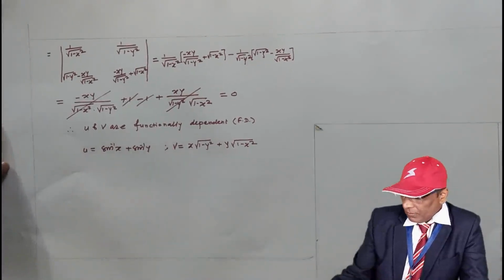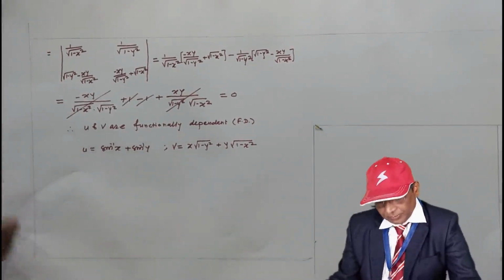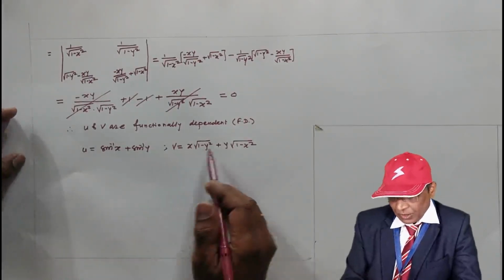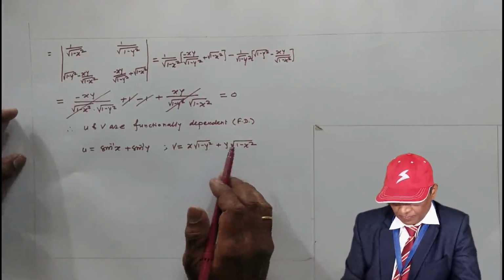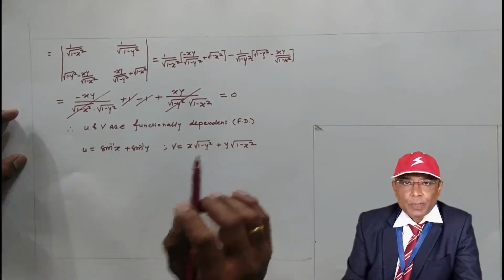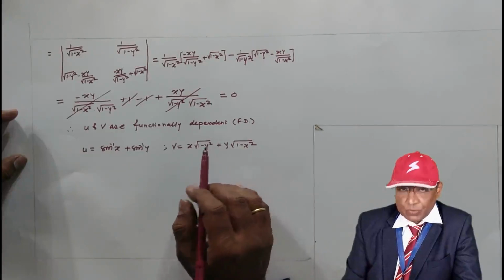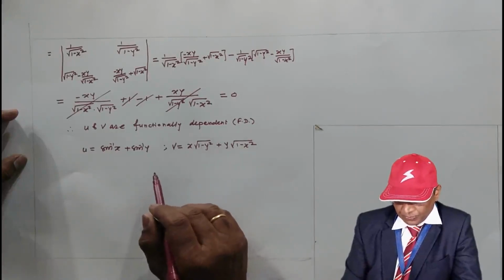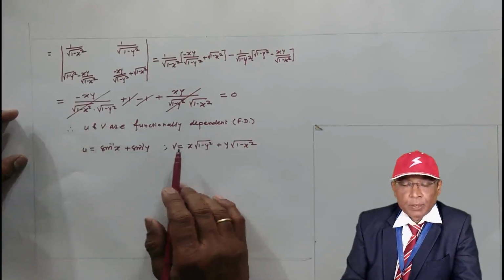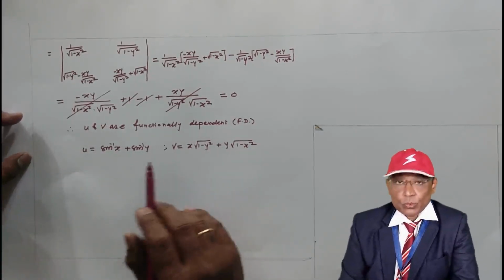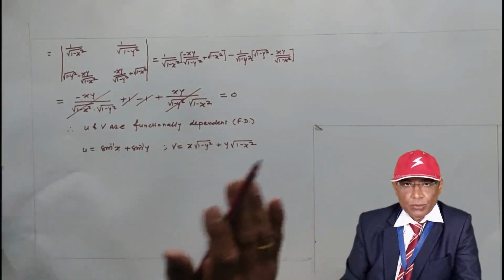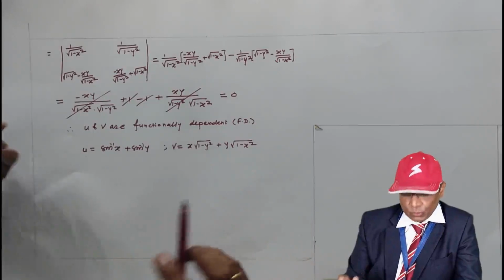Now, as I told you earlier, in u we have a trigonometric function, in v we have only algebraic functions. So in this case, use a proper trigonometric formula. When you use the trigonometric formula, you will get a relation between u and v. But in that relation, x and y must be removed. There should not be x, there should not be y. Only u and v must be in that relation.